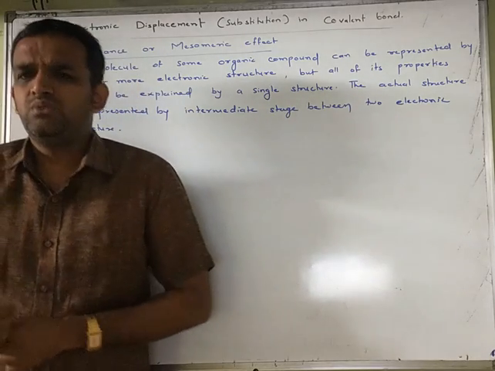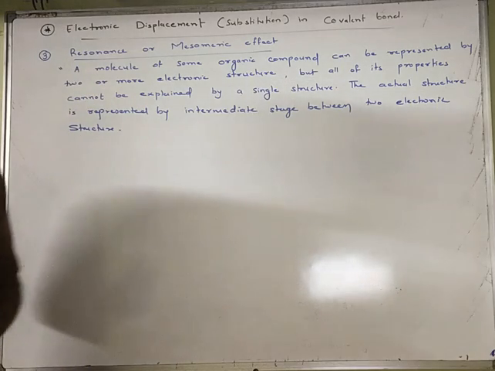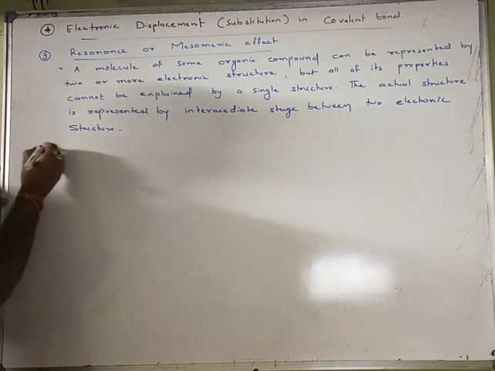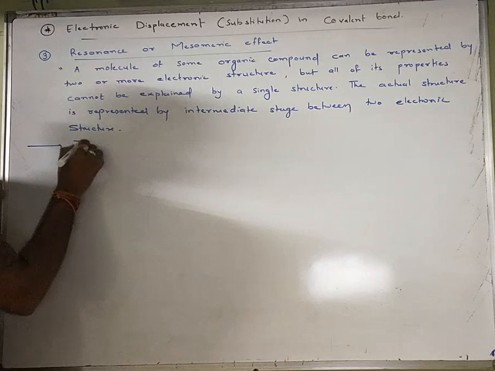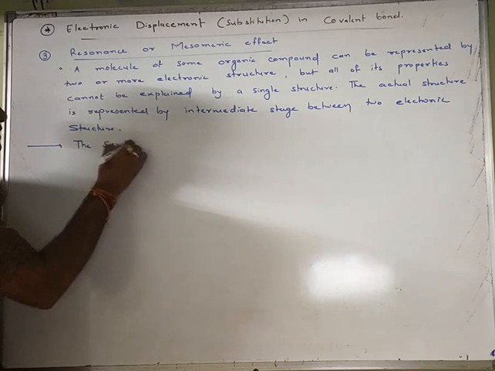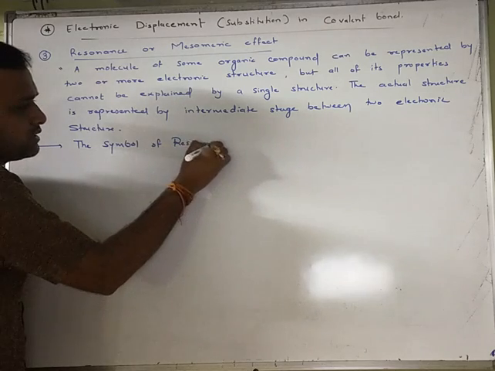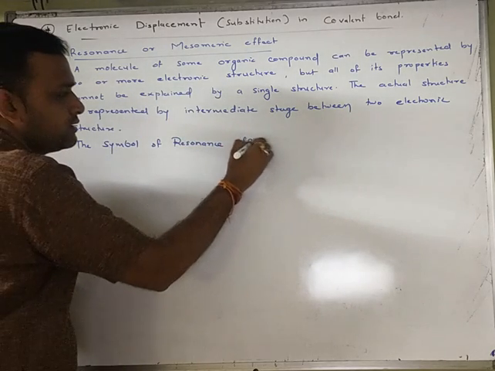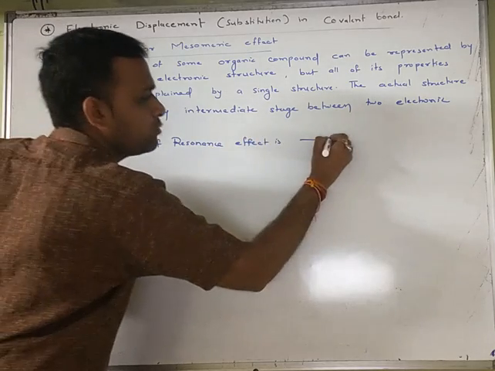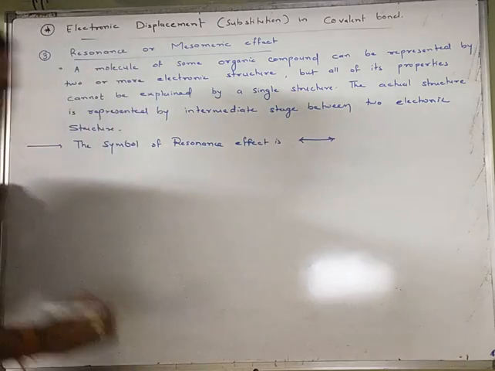Okay, now we can also say that the resonance effect will be shown by a symbol. The symbol of the resonance effect is a double-headed arrow on both the sides. The arrow will be there, right?